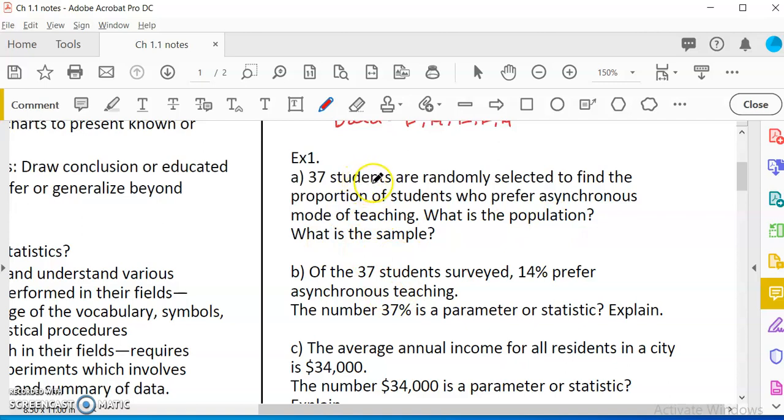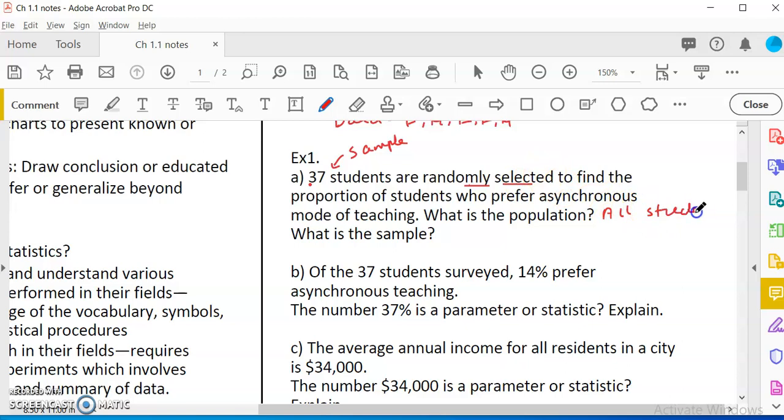So you find those students who prefer asynchronous teaching, but you didn't ask everyone. You randomly selected some. So whenever you have to go through selection, this must be a sample, right? And this sample must be selected from the target group that you want to study. So the target group is the population. You're selecting from what? It must be from all students.